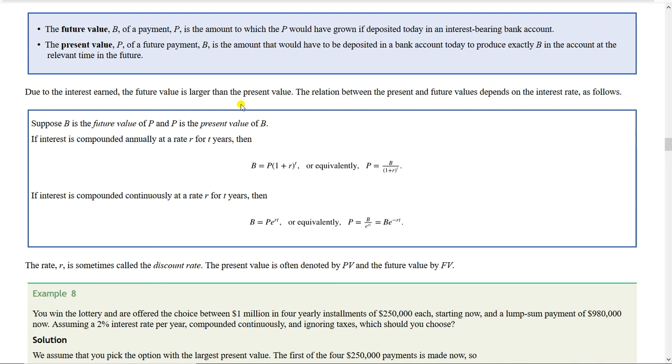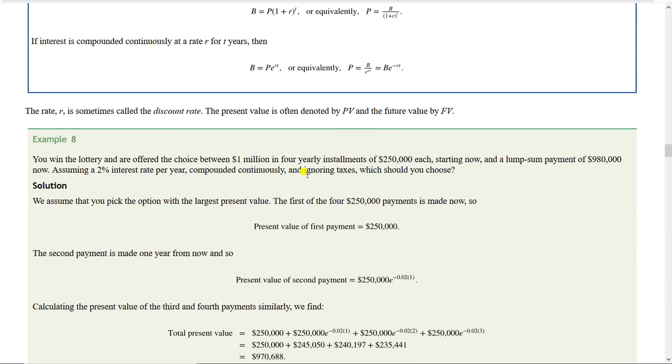But the future value of this money should be bigger than the one that you are having right now, because you are assuming that we make some profits as time goes by. So the future value must always be higher than the present value of what you are having right now. So the same thing applies to this example here.